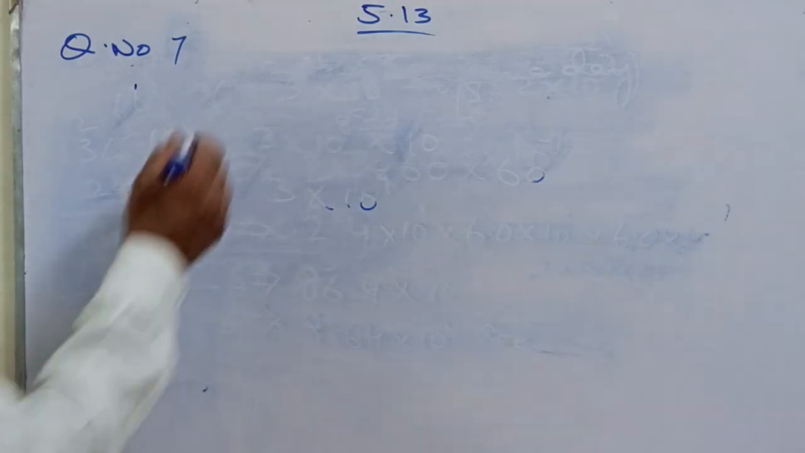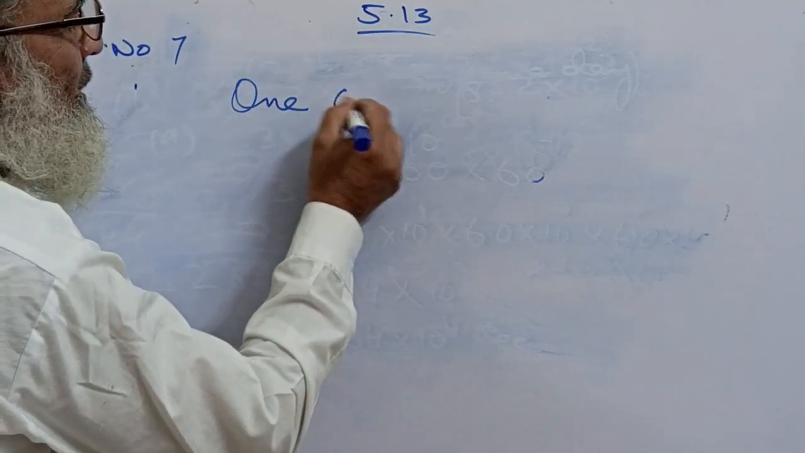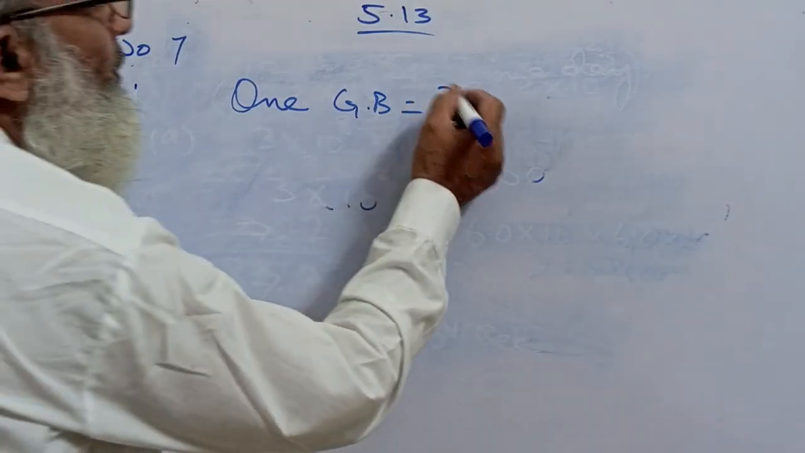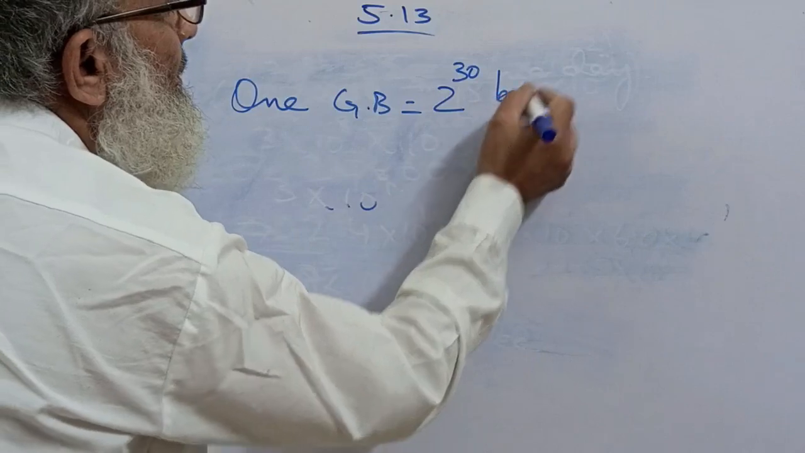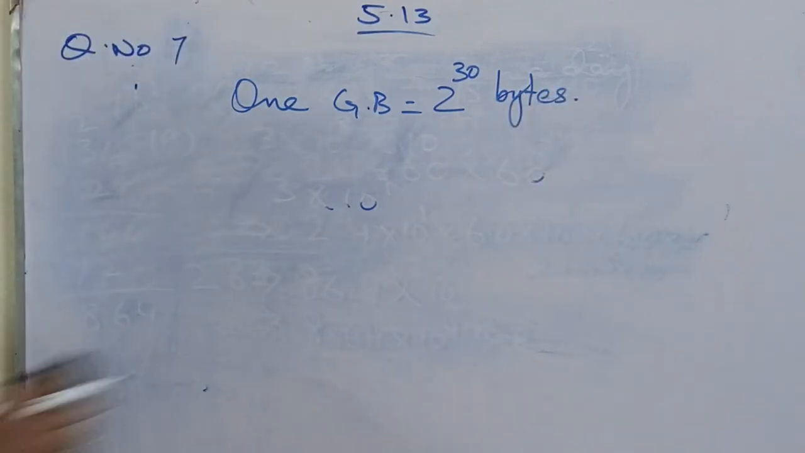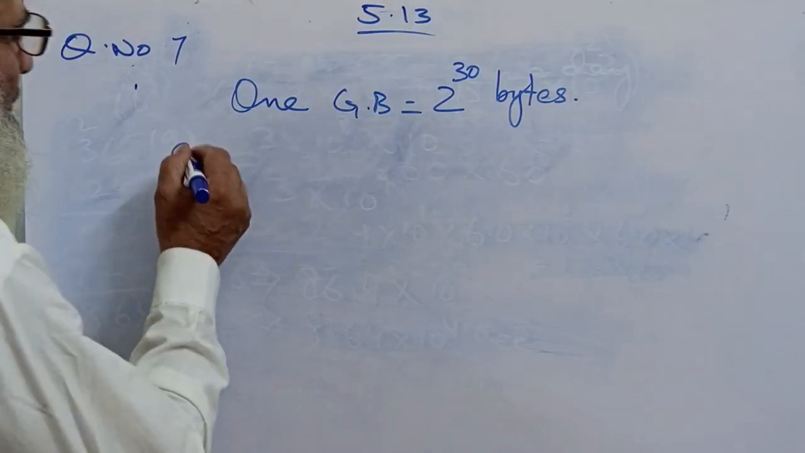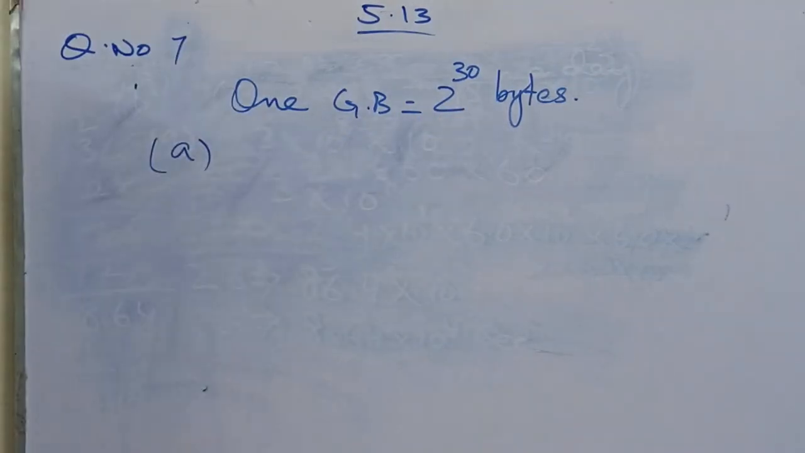Now it is 1 gigabyte. 1 GB is equal to 2 into 30 bytes, meaning 2 raised to the power 30 bytes. Everybody knows it very well because it is a very common thing nowadays: bit, byte, megabyte, gigabyte, kilobyte, everyone knows it. The first question is to write 2 to the power 30 in standard form, correct to one significant figure. Now I have to write this in standard form.